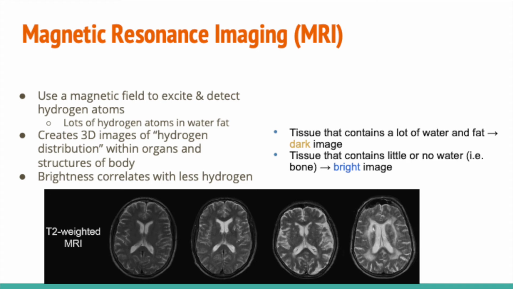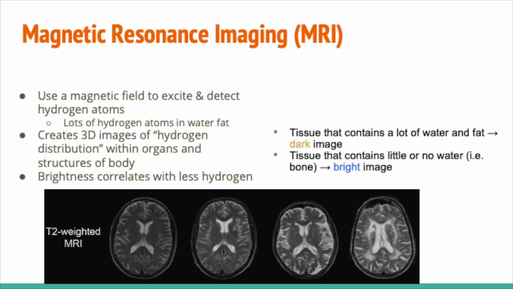The next type of imaging I'll be talking about is magnetic resonance imaging, or MRI, which is probably the most famous type of imaging. The way that MRI scans work is that they use magnetic fields to excite and detect hydrogen atoms. As I hope most of us know, there are many hydrogen atoms in water and fat. These MRI machines can then create 3D images by using the hydrogen distribution within organs and structures of our body. What we're more specifically focused on is how these hydrogen distributions occur in the brain.